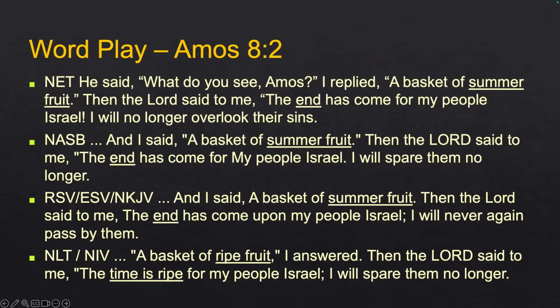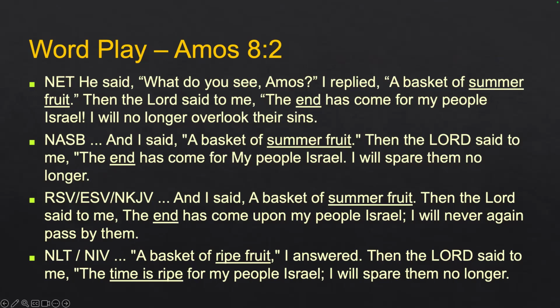Okay. And so in Amos 8:2, it says, what do you see, Amos? And he says, I replied, a basket of summer fruit. Then the Lord said to me, the end has come for my people, Israel. I will no longer overlook their sins. So the word for fruit is kates, and the word for end is ha-kates. And so what's really going on is a wordplay saying, what do you see? I see kates. Well, ha-kates. It's time for judgment.